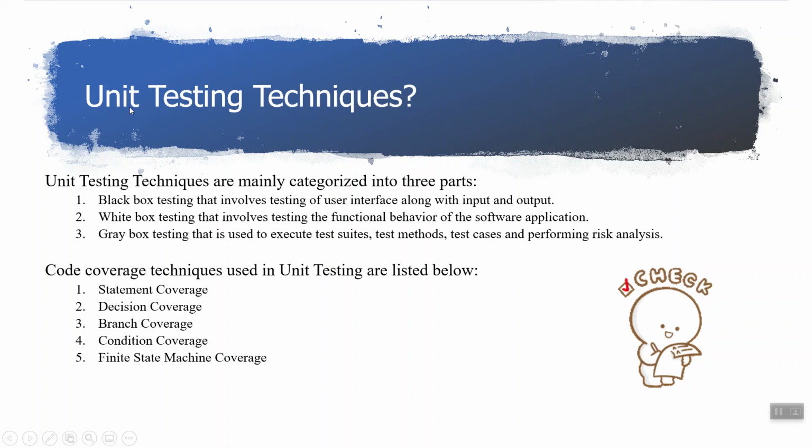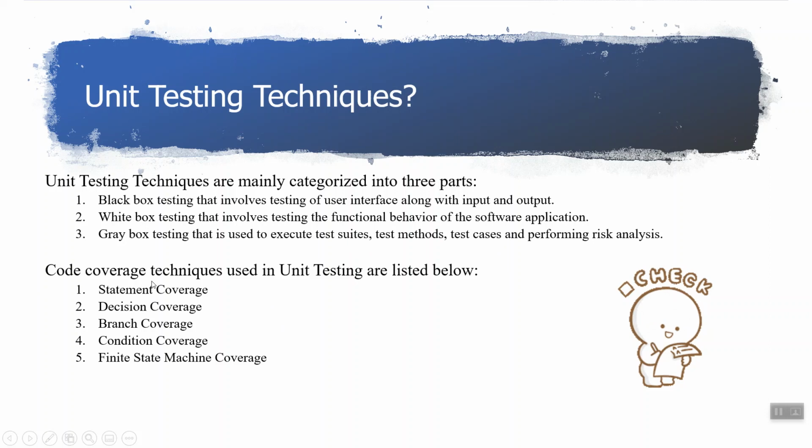The next is what are unit testing techniques. There are different unit testing techniques. Unit testing techniques are mainly categorized into three parts. Black box testing that involves testing of user interface along with input and output. White box testing that involves testing the functional behavior of the software application. And the gray box testing. Gray box testing is used to execute the test suites, test methods, test cases, and performing the risk analysis.